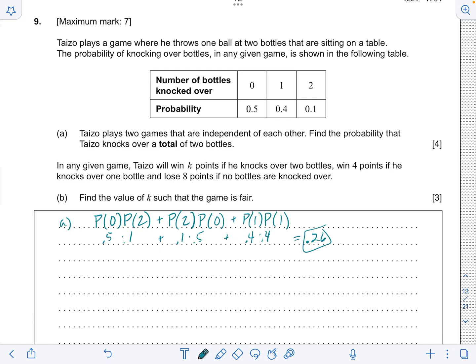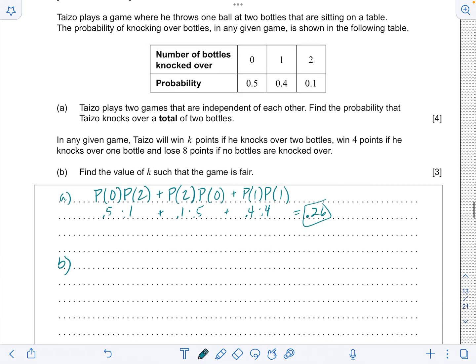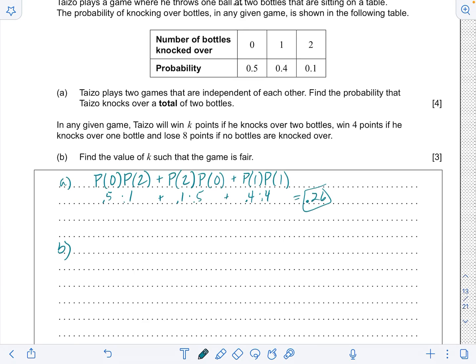Find the value for k. So in part B, we have some more information. Taizo will win k points if he knocks over 2 bottles, 4 points if he knocks over 1 bottle, and lose 8 points if he knocks no bottles. And we want to make sure the game is fair. The way we know that the game is fair is when the expected point values add up to 0. And so we can calculate the expected value by multiplying the probability by the outcome.